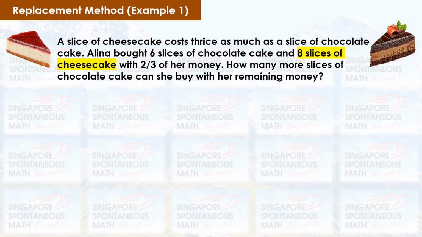A slice of cheesecake costs thrice as much as a slice of chocolate cake. Alina bought 6 slices of chocolate cake and 8 slices of cheesecake with 2/3 of her money. How many more slices of chocolate cake can she buy with her remaining money?